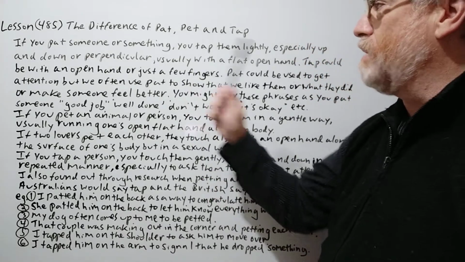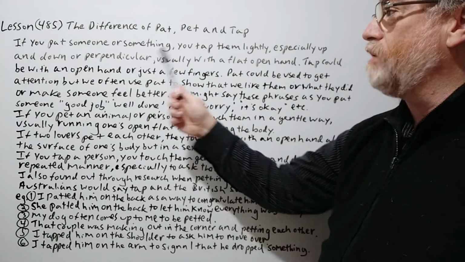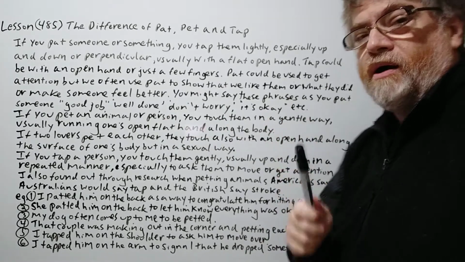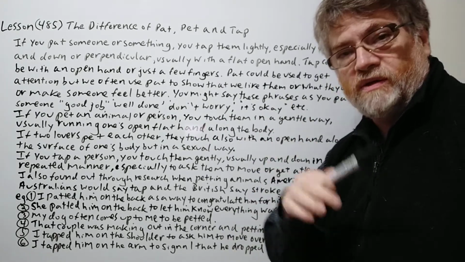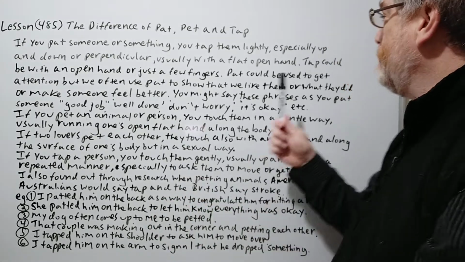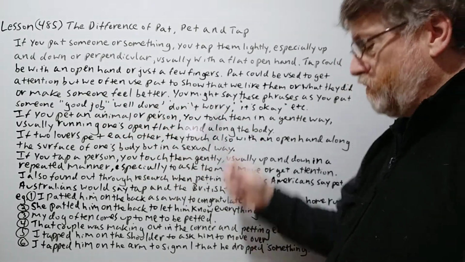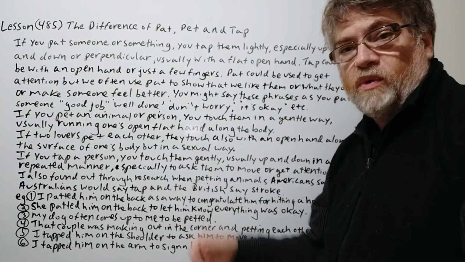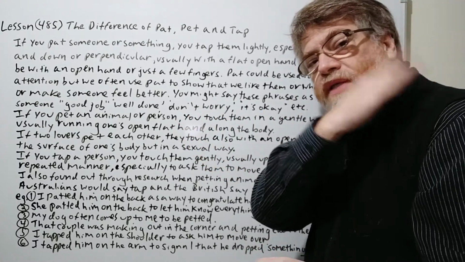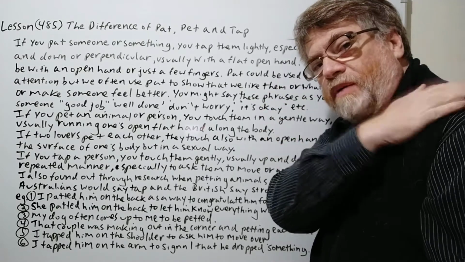If you pat someone or something, you tap them lightly, especially up and down or perpendicular, usually with a flat open hand. The definition I'm giving you is probably more focused on American English, so it's important to note that. Tap could be with an open hand or just a few fingers. When we're patting someone, it's like you pat someone on the back. But when you tap, you could also tap like, hey, hey, hey, though tap would probably be a little faster. Pat would probably be a little slower.